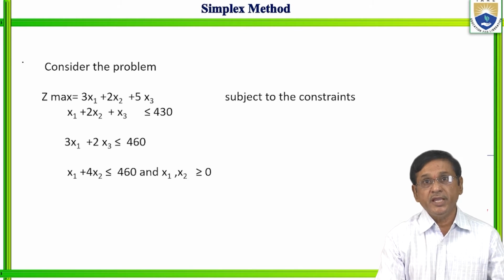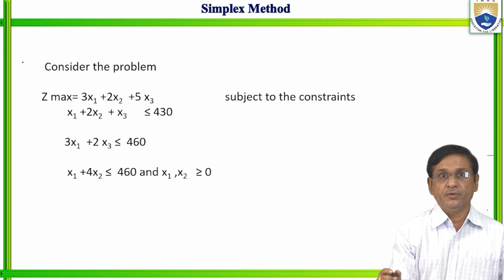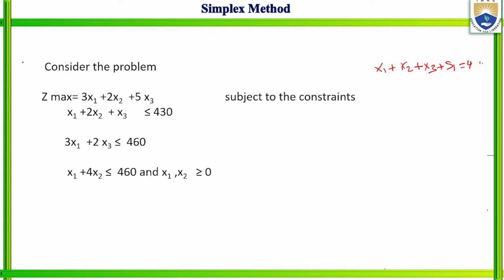Now, convert the inequalities into equations. The first constraint is having a less than or equal sign, so we have to introduce the slack variable. I already told you the slack variable is the variable which is used to convert the inequality constraints into equations when the constraints are having a less than or equal sign. Now, the first constraint can be converted into the equation x1 plus 2x2 plus x3 plus s1 is equal to 430.